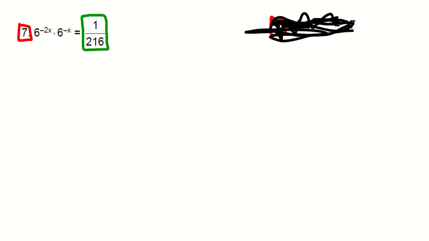Now you may not know this, but 216 is the same thing as 6 to the third power. So 1/216 is 6 to the negative third power. So basically this fraction just makes it a negative exponent. And you can actually plug it in the calculator and test me on that. If you plug in 6 to the negative third power, your calculator will give you 1/216.